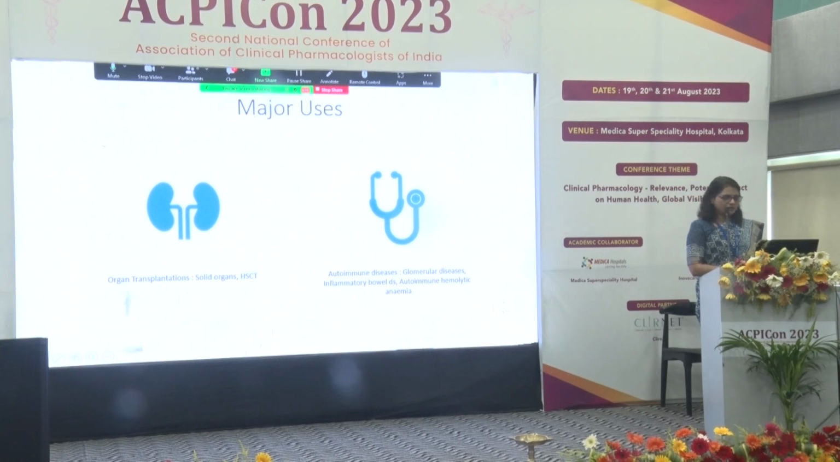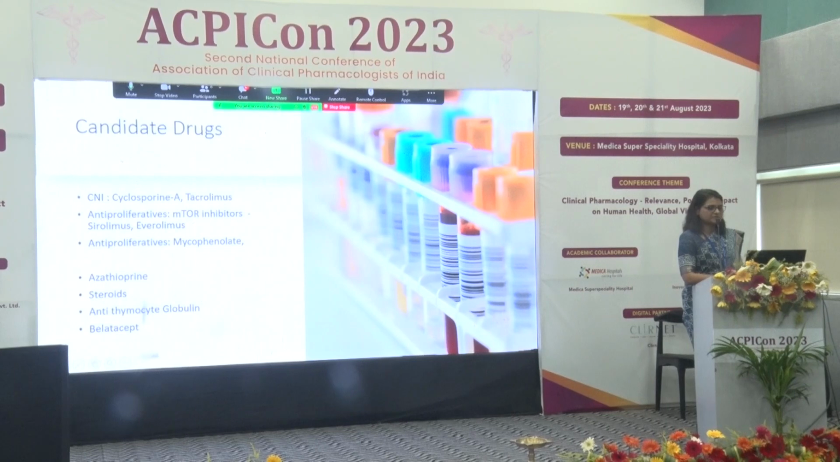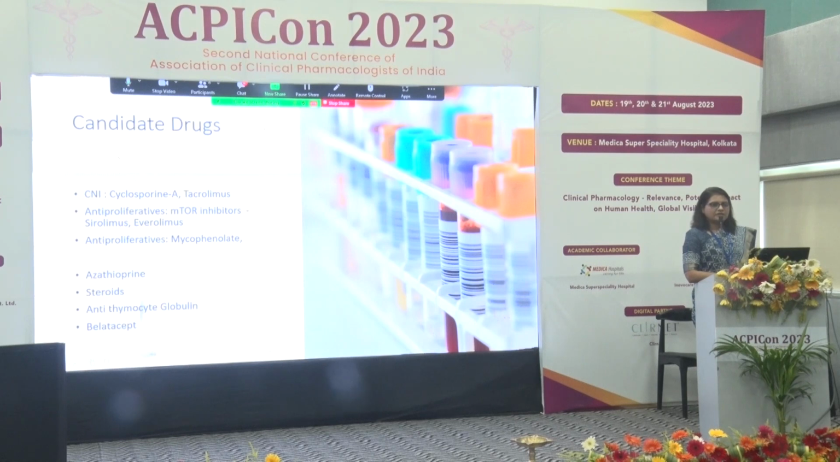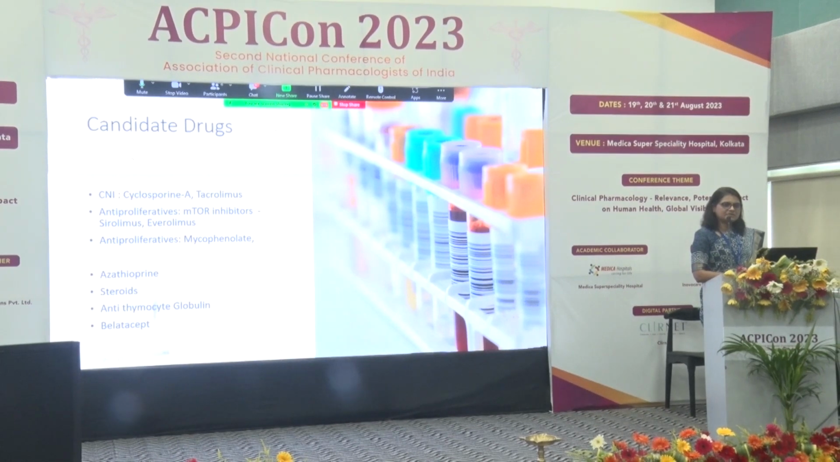autoimmune hemolytic anemia, etc. Now, these are the drugs which we use. We use mostly the calcineurin inhibitors, cyclosporin A, tacrolimus, and the mTOR inhibitors, which are sirolimus and everolimus. And for your information, mostly a TDM run is run by the LC-MS/MS method, and we try to club cyclosporin, tacrolimus, sirolimus and everolimus in one run because of the similar basic nature of these compounds. Now we have antiproliferatives, that is mycophenolate, which is an IMPDH2 inhibitor.